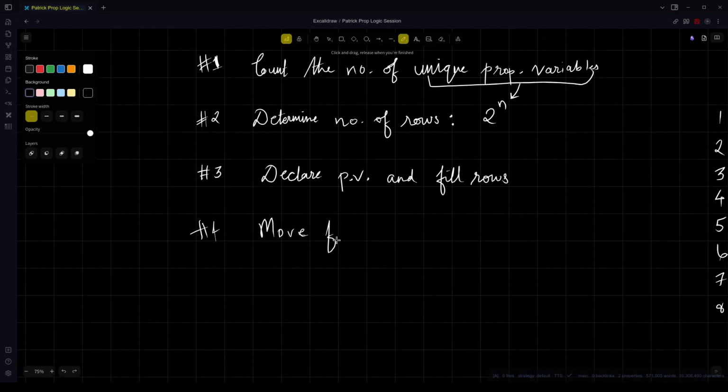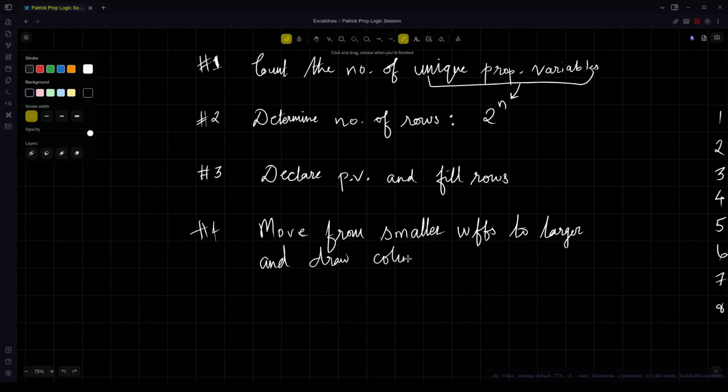Move from smaller WFFs to larger and draw columns. Okay. Did you get the last one?